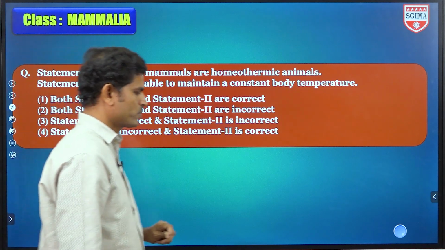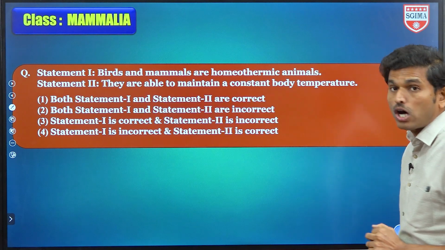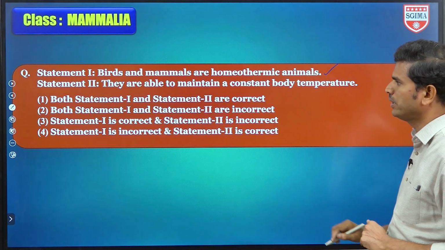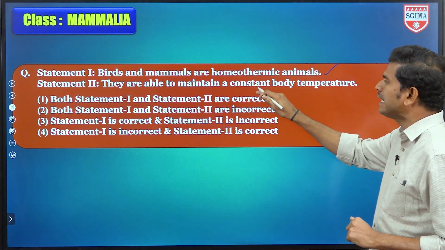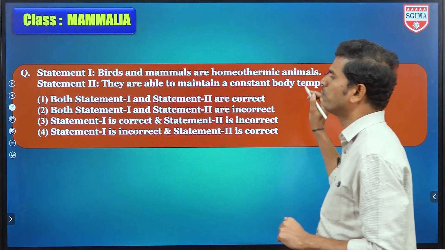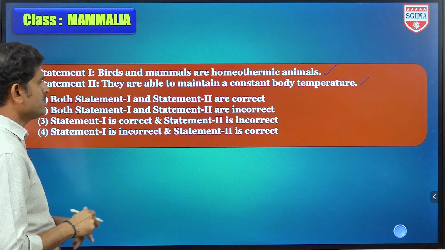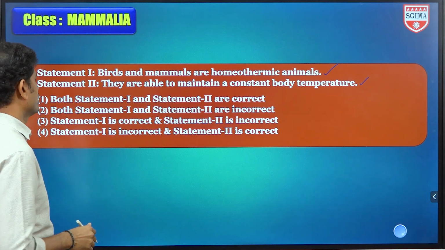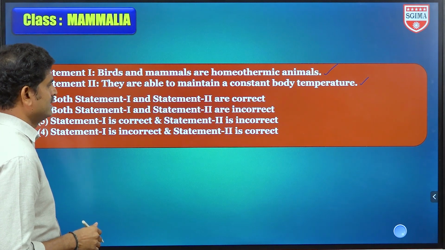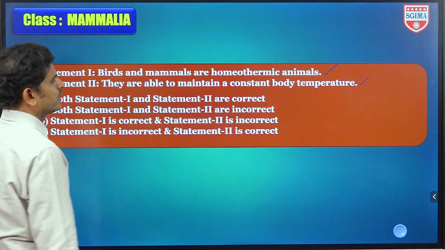Yes, statement type questions are given. The first statement says birds and mammals are homeothermic animals. Birds and mammals are homeothermic animals, correct. They are able to maintain a constant body temperature, so that's why they are called homeothermic. So both statements, statement 1 and 2, are correct. So the first option is correct. Next question.